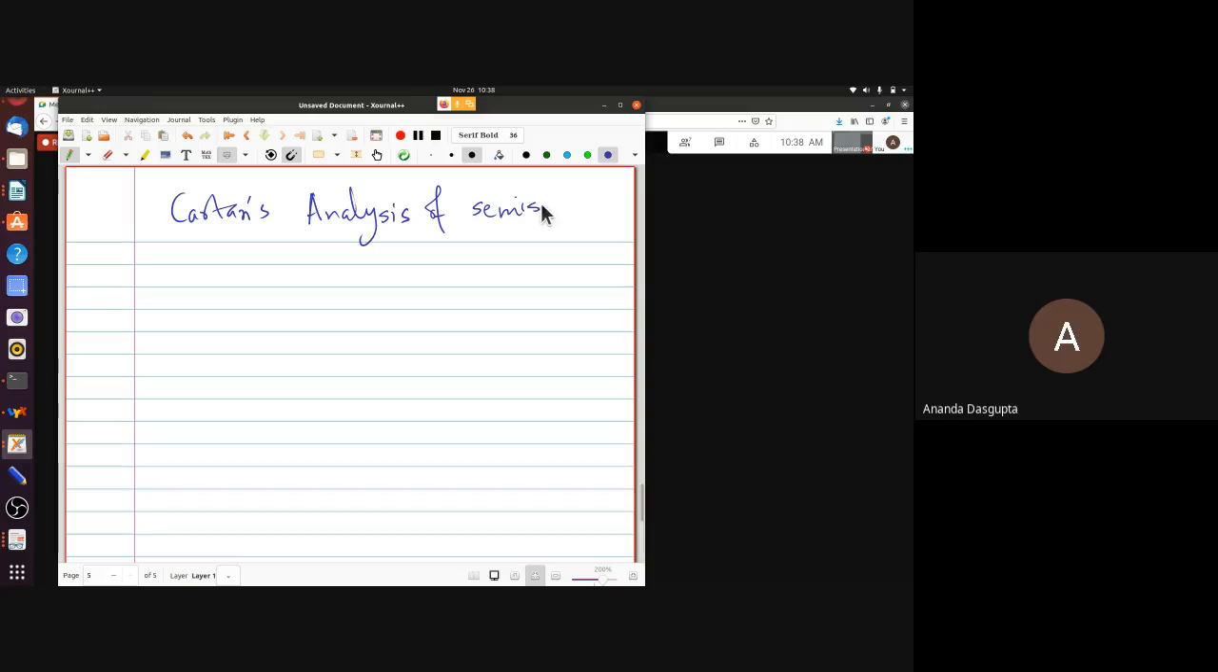If you have a semi-simple Lie algebra, okay, what does a semi-simple Lie algebra mean? I need to at least define that much. For that, we need to first define what is an ideal of a Lie algebra.